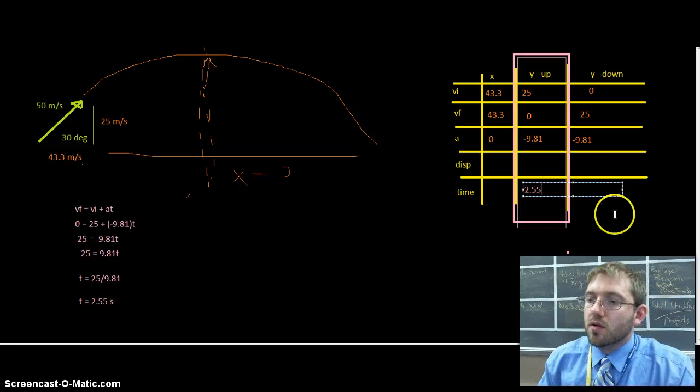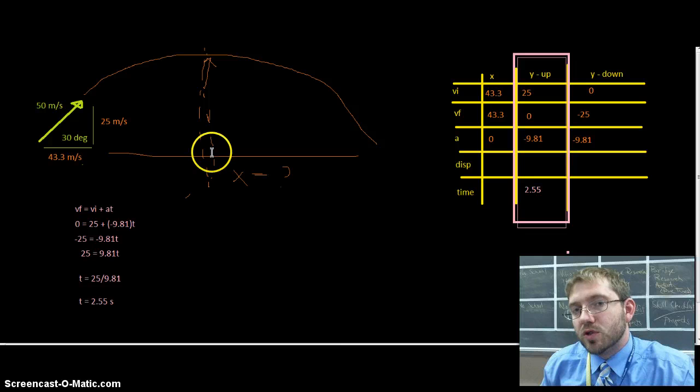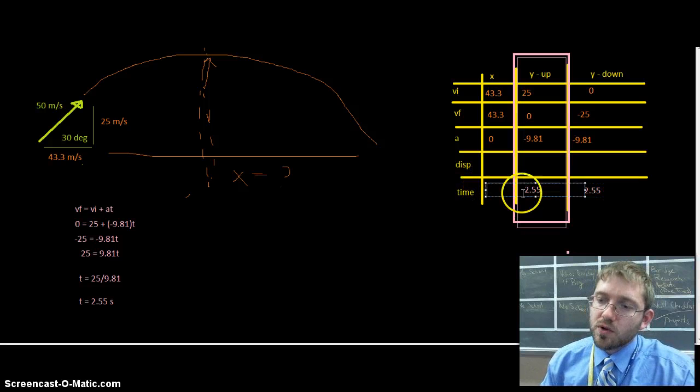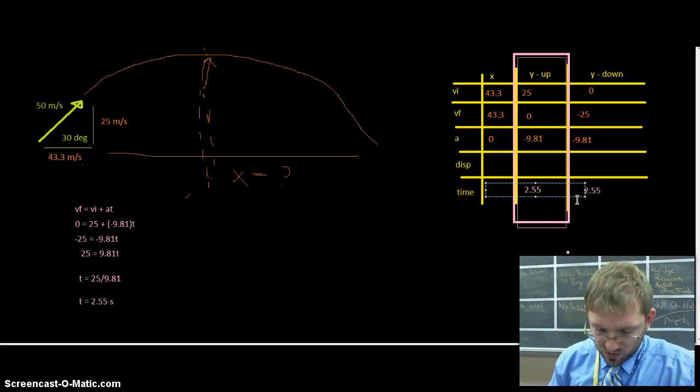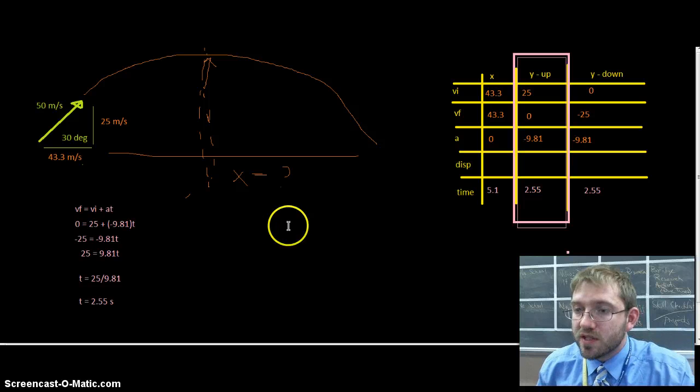If it takes 2.55 seconds to go up and it lands at the exact same level from which it was launched, then as it falls back down, it's going to take 2.55 seconds to go down. And when you add those values up, you get about 5.1 seconds. Total time of flight is 5.1 seconds.